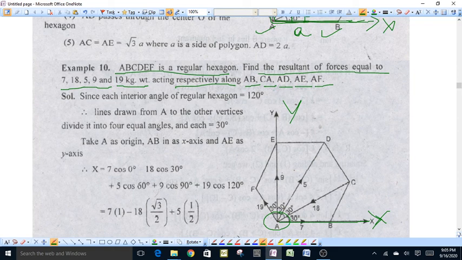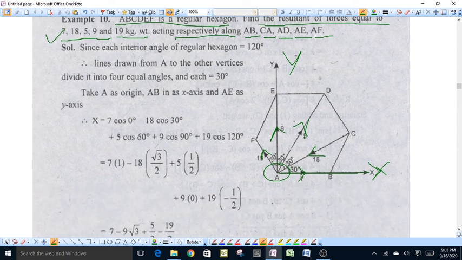Now the force equal to 7 acts along AB, 18 along CA, the direction of this force is along CA, and then 5 kilogram weight along AD, 9 kilogram weight along AE and 19 kilogram weight along AF. Now we resolve all these forces along the x-axis and y-axis. We take AB as x-axis and AE as y-axis.